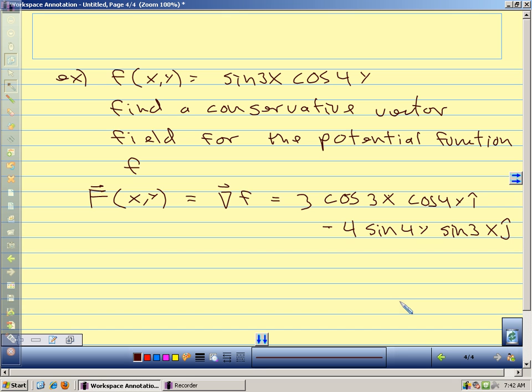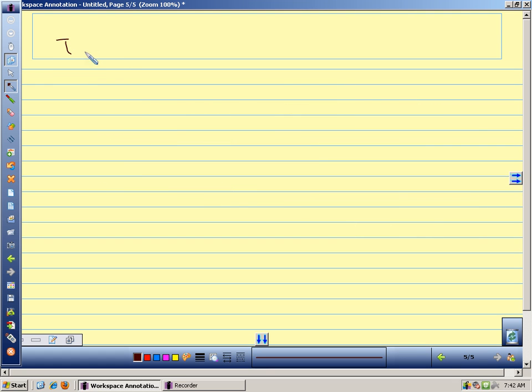Now, pretty straightforward, right? We just take the gradient of our scalar function. What we're going to be interested in is, if we're given a particular vector field, how do we know if it's conservative? The idea of a conservative vector field is going to be important. We want to be able to figure out when our vector field is conservative. So we have a test. Our test for conservative fields.